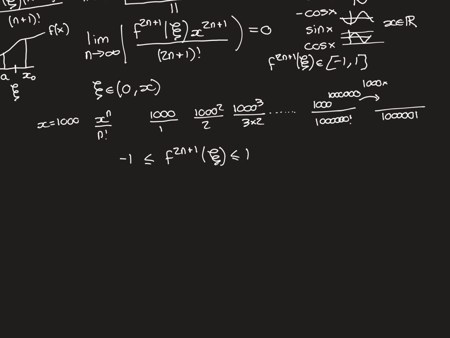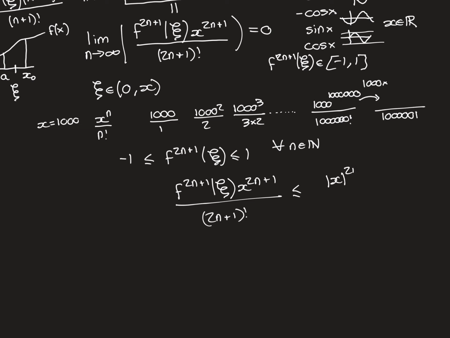So let me show you what I've got in mind. My claim is that f_{n+1}(ξ) x to the power of 2n plus 1 over (2n plus 1) factorial, for all little n an element of the natural numbers, is going to be less than or equal to, and then I'm going to put in place of this 1, mod of x, so we're going to force it to be positive, to the power of 2n plus 1. That gets rid of the complication of this potentially being a negative number. If I just put x in there, then this would be complicated by that, potentially.